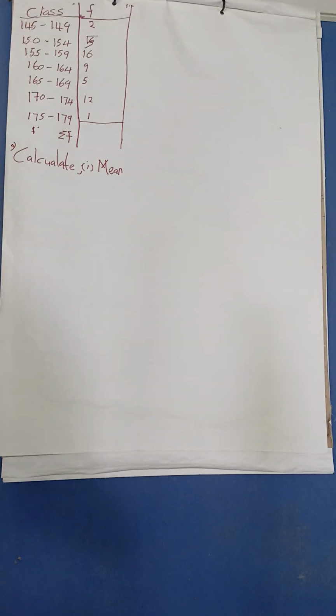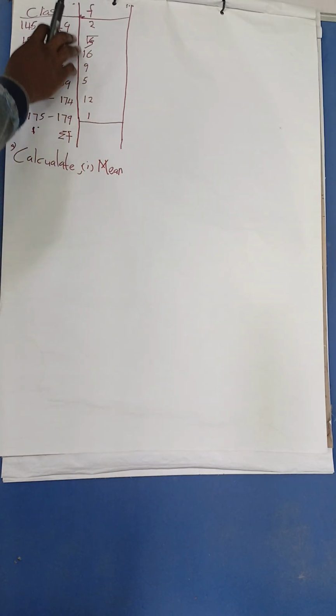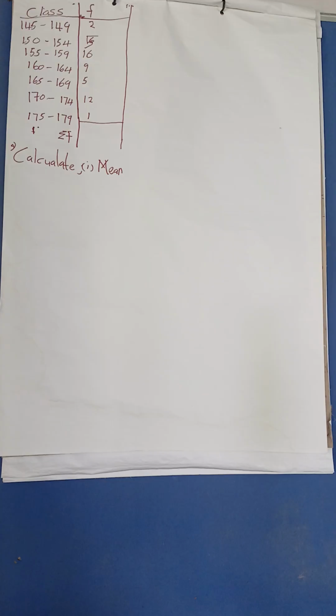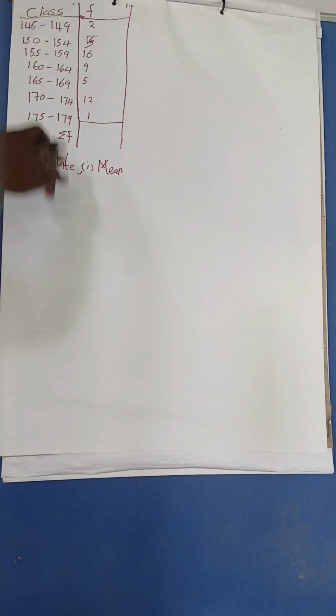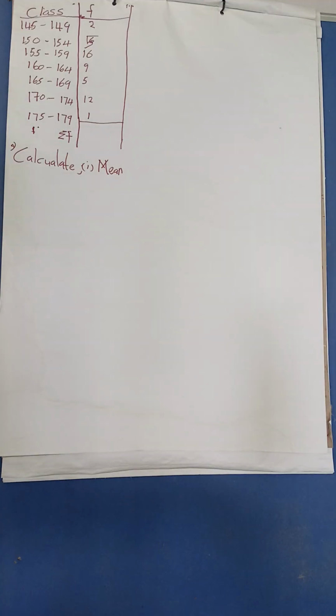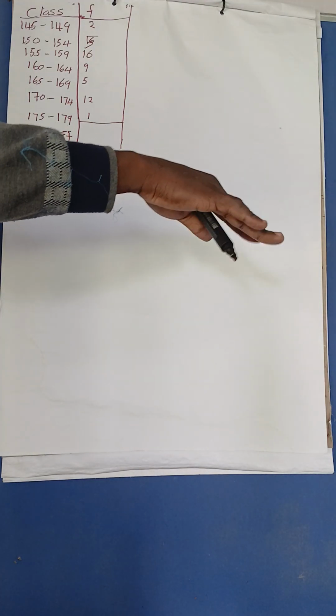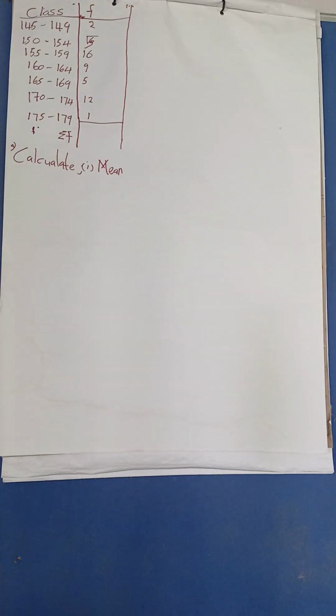This question has already grouped the data for us, so it's just a matter of filling the frequency distribution table. In most cases, you may get a question where you have just been given raw data that has not been grouped, so it's up to you to learn how to group it. There is a video on the channel, just check on it. I took the students through how to group ungrouped data.